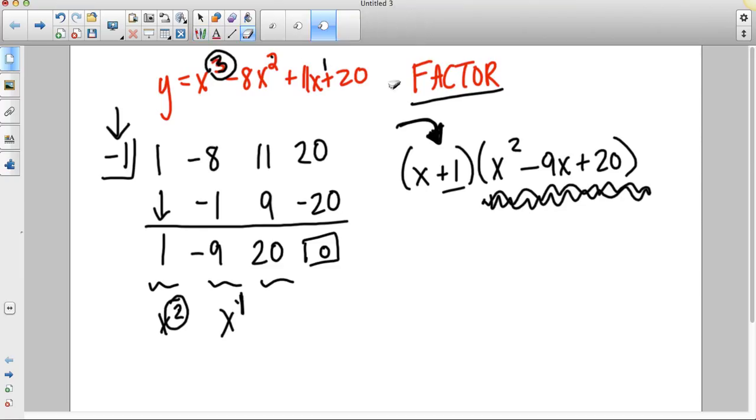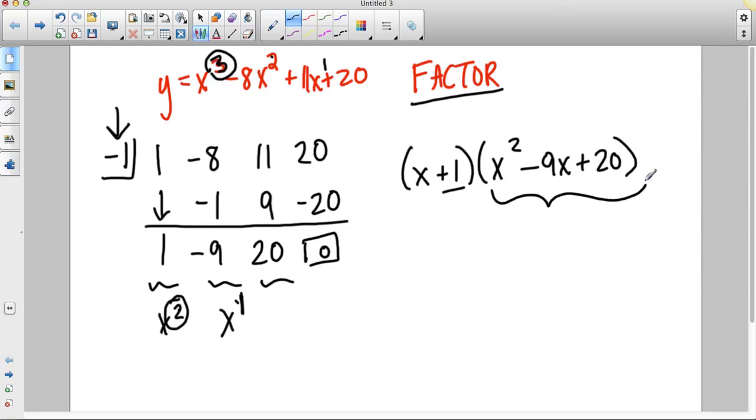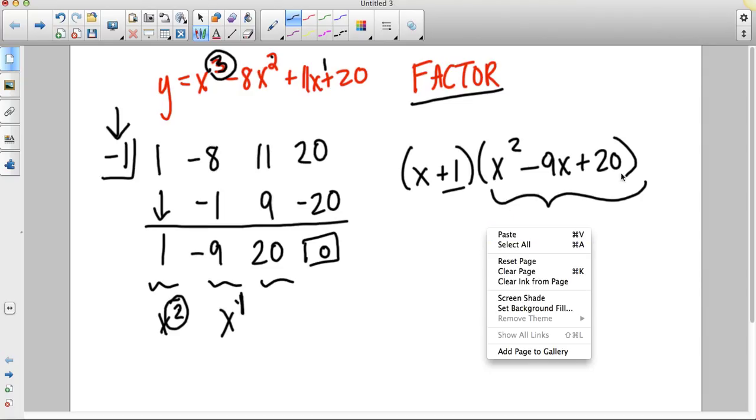Okay, am I done factoring? No, what do I have to check? You have to see if this piece will break down. Why? Can this piece break down possibly? Why? Guys, come on, why?